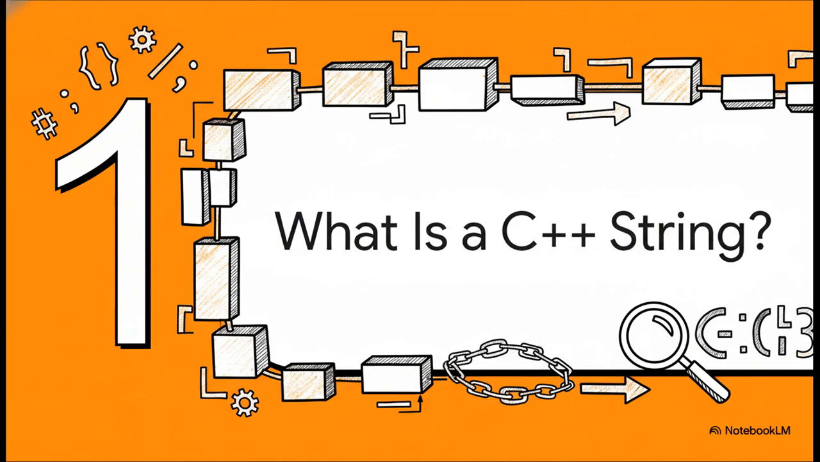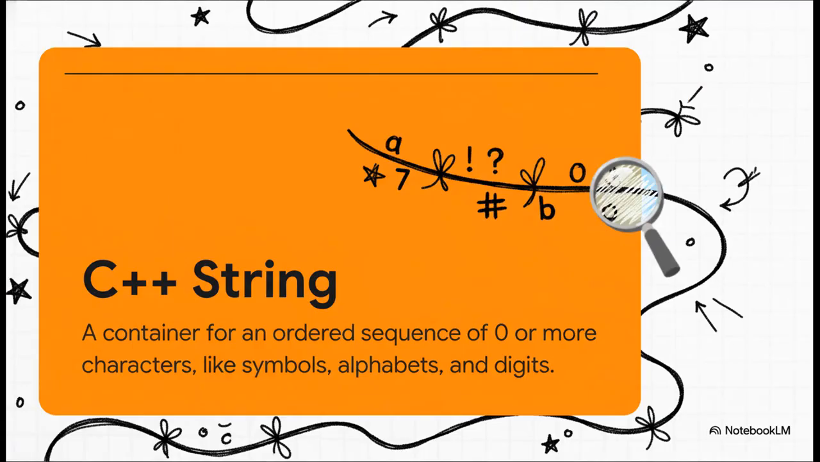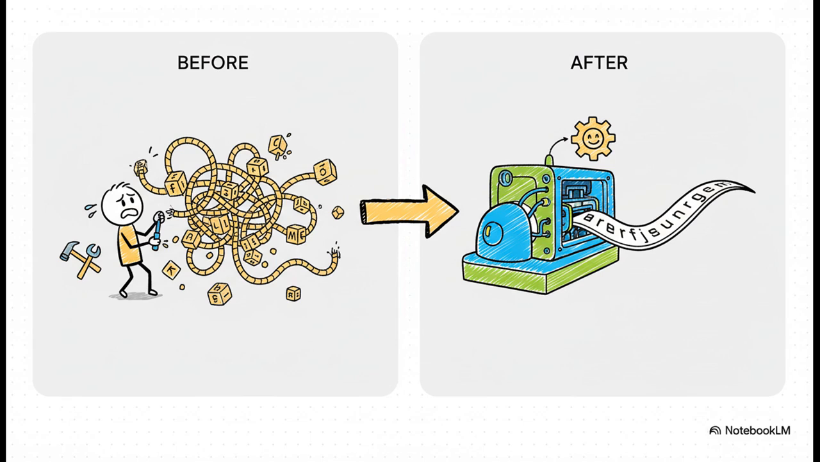What in the world is a C++ string anyway? At its core, it's actually super simple. A string is just a sequence of characters in a specific order. Picture taking individual letters, numbers, and symbols and literally stringing them together on a thread. That's it. That's your string. And this right here really shows you how far we've come.